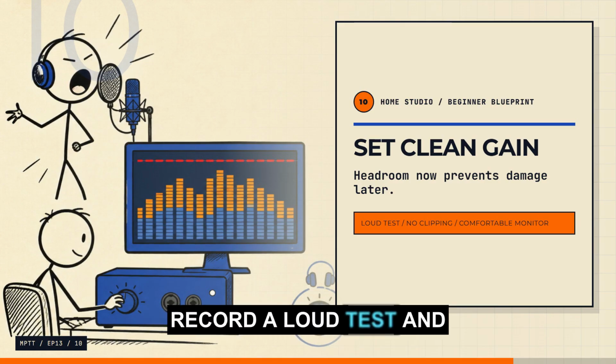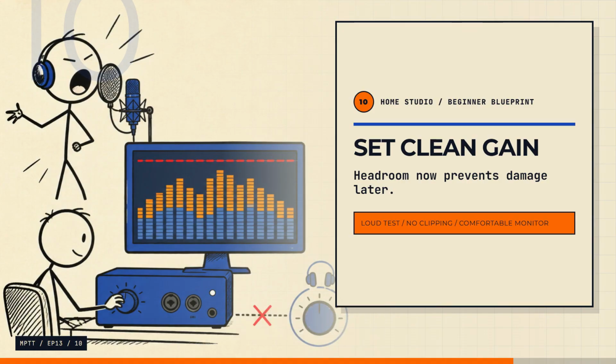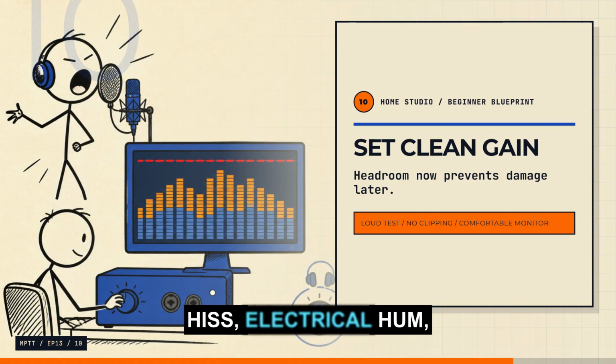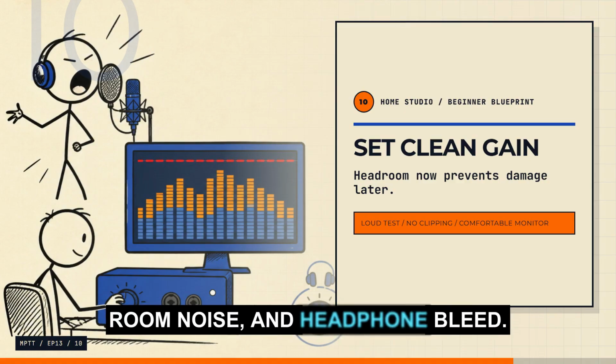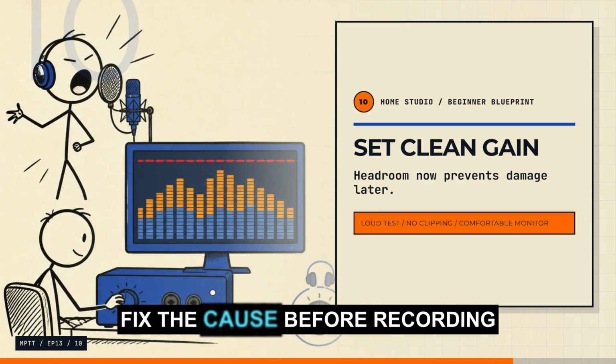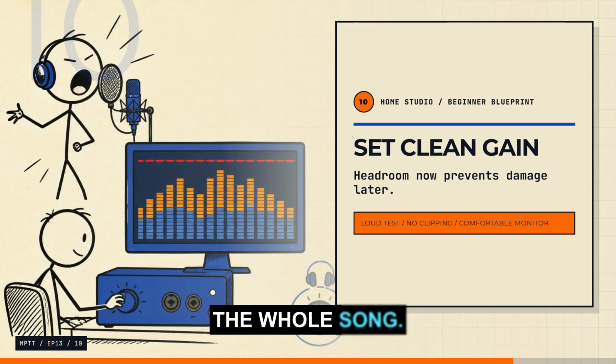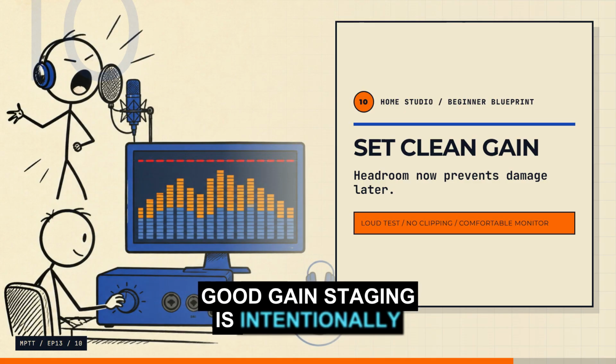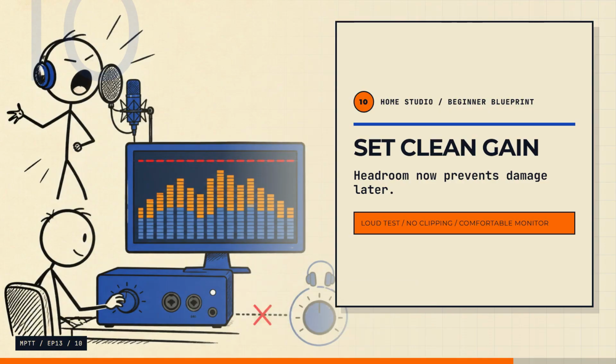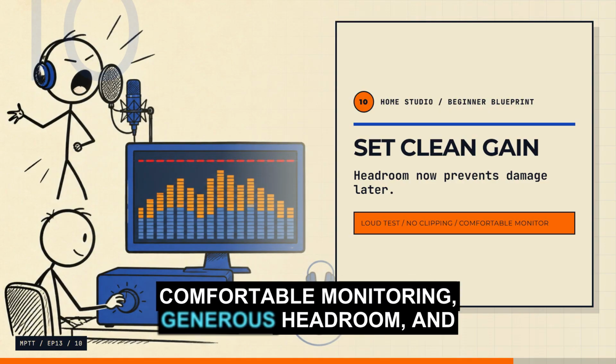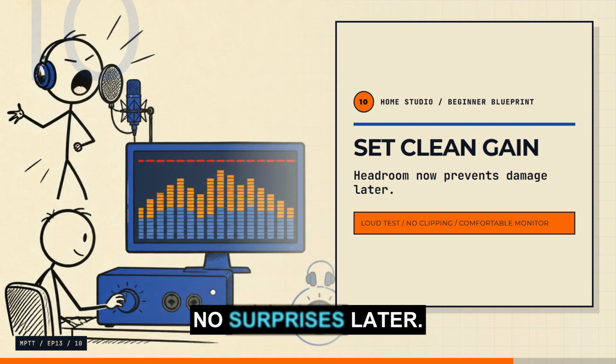Record a loud test and a quiet test. Listen for clipping, hiss, electrical hum, room noise, and headphone bleed. Fix the cause before recording the whole song. Good gain staging is intentionally boring: clean input, comfortable monitoring, generous headroom, and no surprises later.